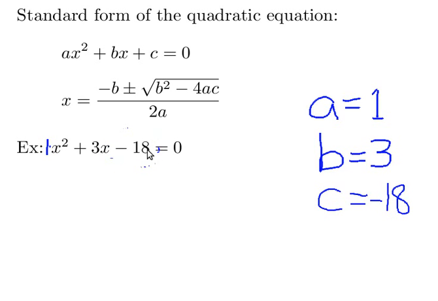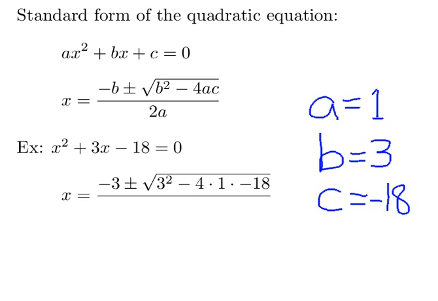So let's go ahead and erase this stuff because it's in the way. Okay, so we have A, we have B, we have C. Now we just plug it straight into this. So we have x equals negative B, and negative B is going to be negative 3, plus or minus the square root of b squared, b, like I said, is 3, minus 4 times a, which is 1, times c, which is negative 18, all over 2 times 1.